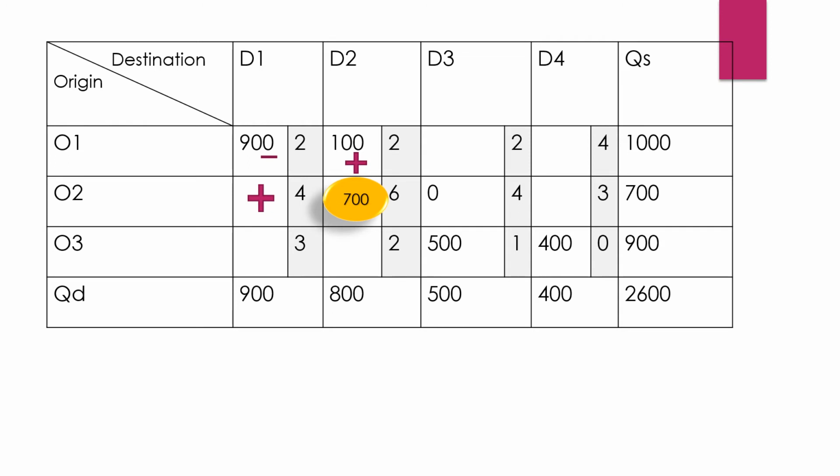Then if we deduct a particular quantity from here, what will happen is that the balance will not hold in the D1 column. Therefore, we have to add another quantity to O2 D1.